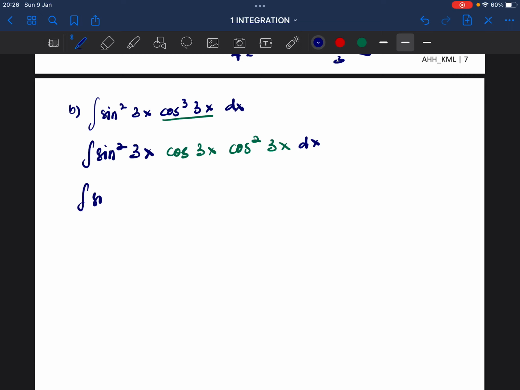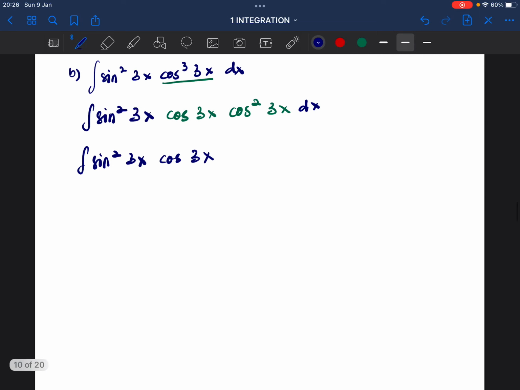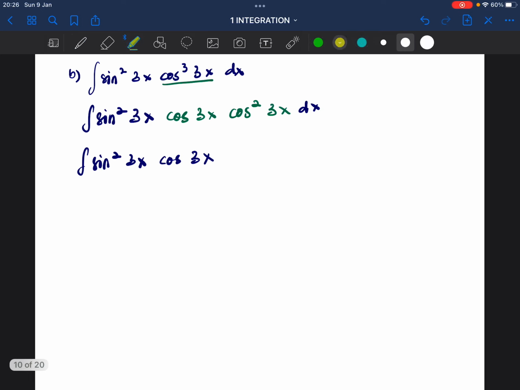So we salin je balik. Sin square 3x. Okay, this one cos 3x tak perlu tukar, sebab tak boleh pun tukar. So here is cos 3x. Cos square 3x here, kita akan tukar jadi identity, which means you will get 1 minus sin square 3x. Okay. So right, so you already changed into identity.